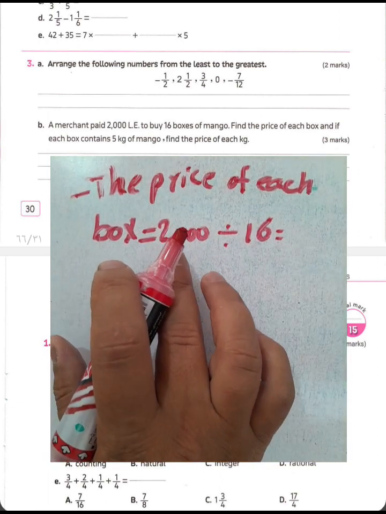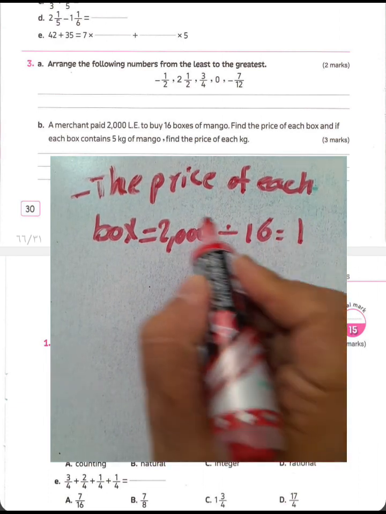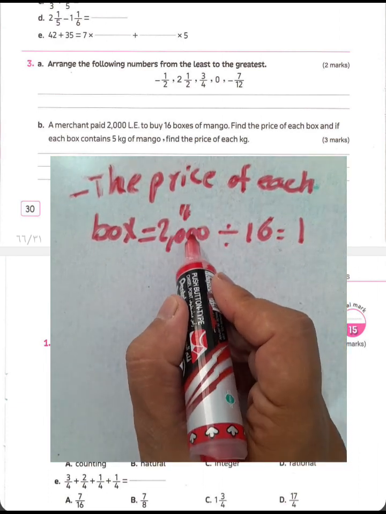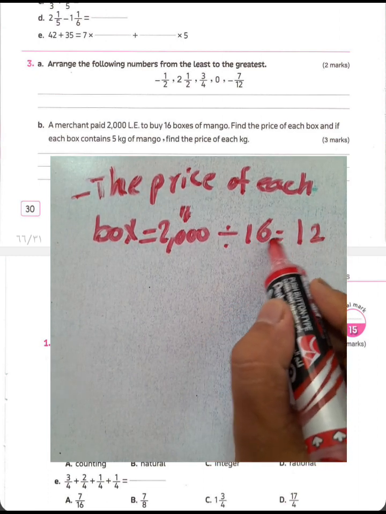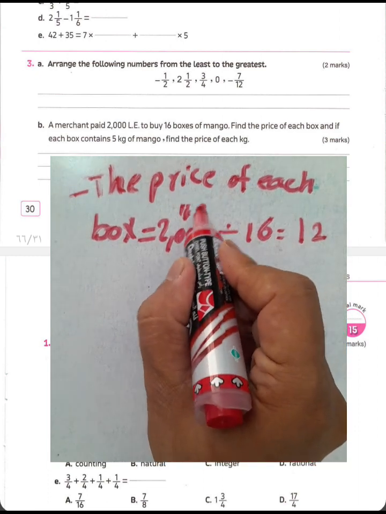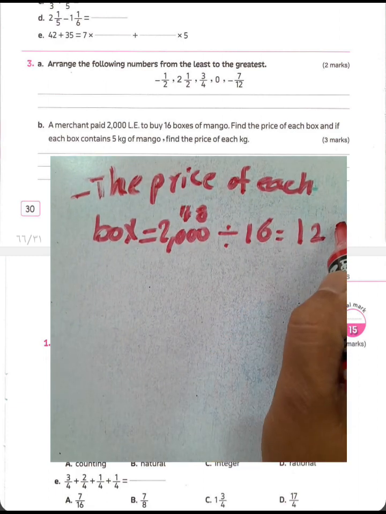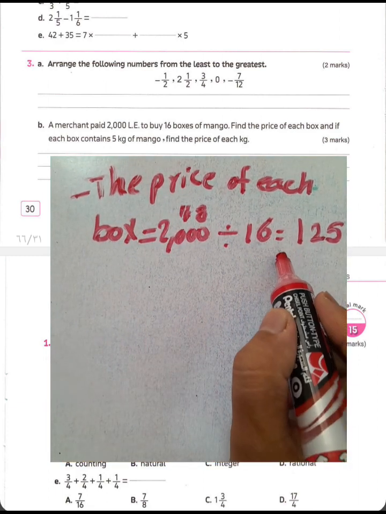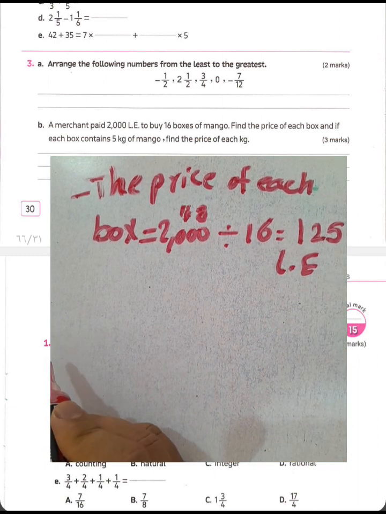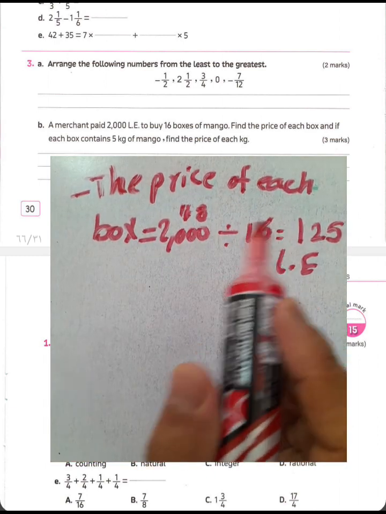20 divided by 16 equals 1 and the remainder 4. 40 divided by 16 equals 2, because 2 times 16 equals 32, and the remainder 8. 80 divided by 16 equals 5. The result will be 125 Egyptian lira. It's the price of each box.